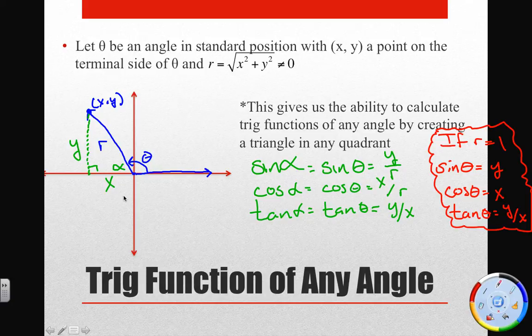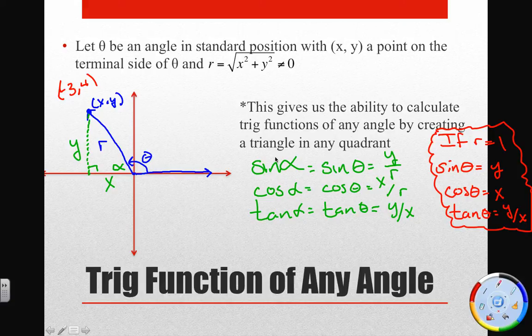But a lot of what we're going to be doing, or at least some of what we're going to be doing, is dealing with triangles in different quadrants. And you might understand that an x coordinate in quadrant 2 is negative. So if you were in quadrant 2, you'd have a point like -3, 4. And then this y coordinate would be positive, and r is always positive. And this x coordinate would be negative over a positive r.